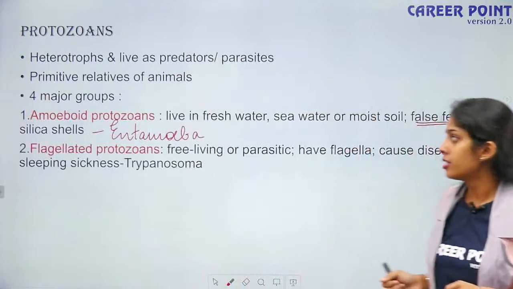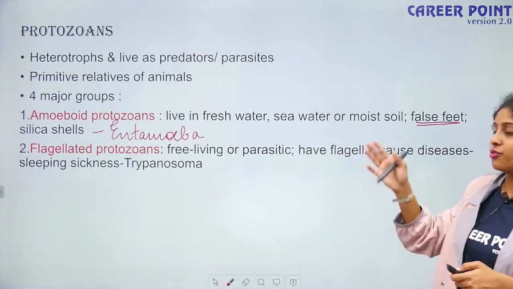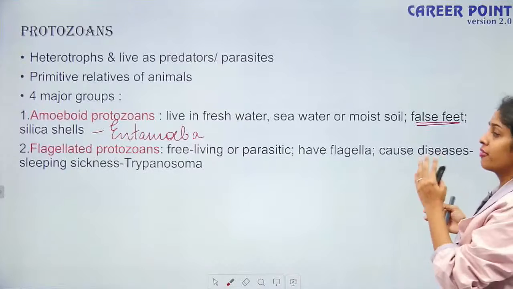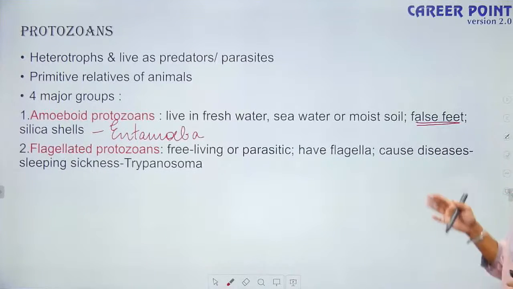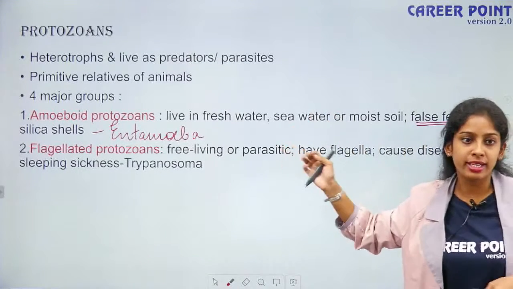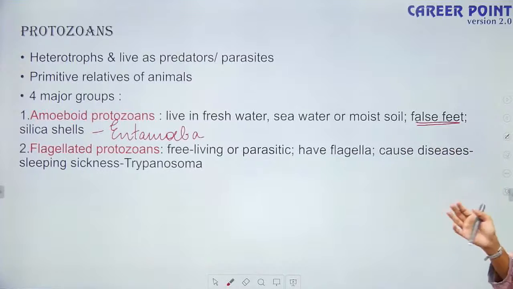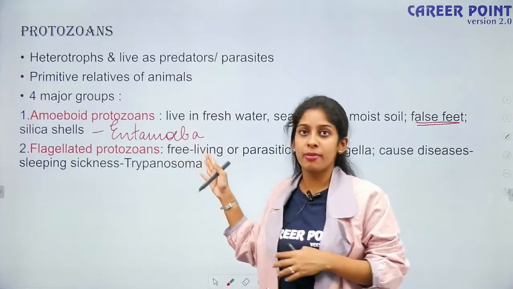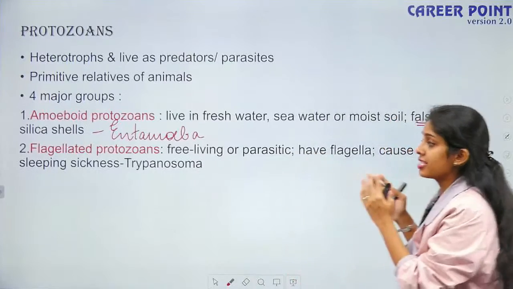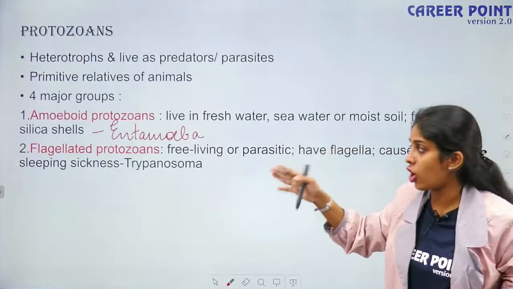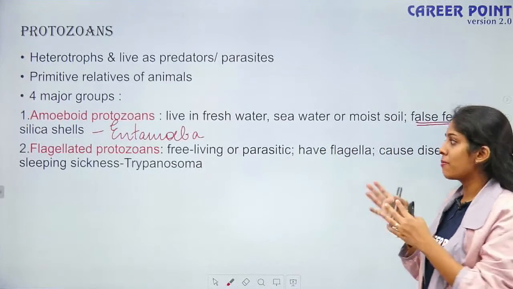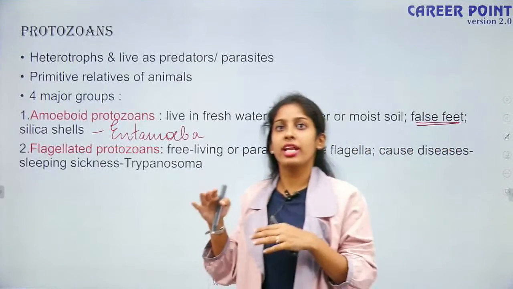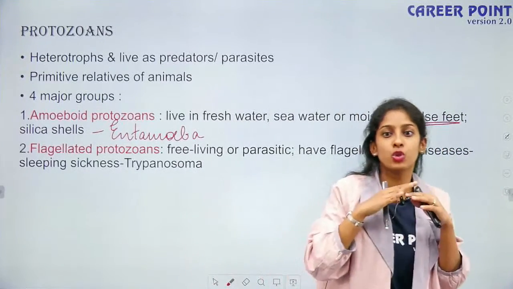The next one, flagellated protozoan. From the term it should be clear, they have flagella for movement. They are free living or parasitic. They have flagella. That is what the name signifies. They cause diseases like sleeping sickness. The organism is Trypanosoma and the disease that they cause is sleeping sickness. So what do I mean by flagellated protozoans? They are able to swim or move in our blood, in our circulatory system, okay?